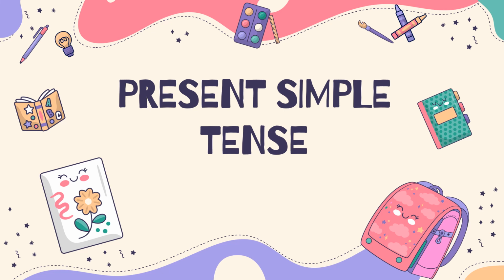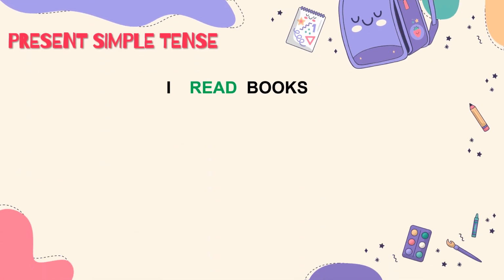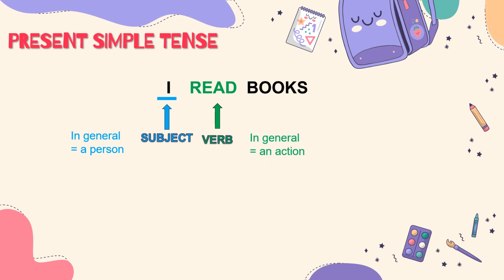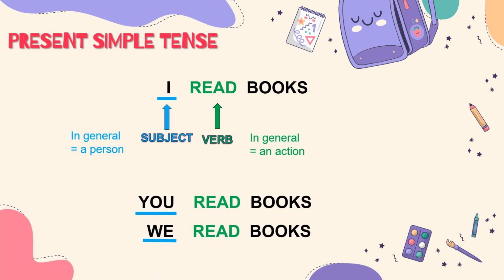Present simple tense. I read books. This is a subject, in general a person. This is a verb, in general an action. You can change the subject. For example, you read books. We read books. But sometimes the verb changes.